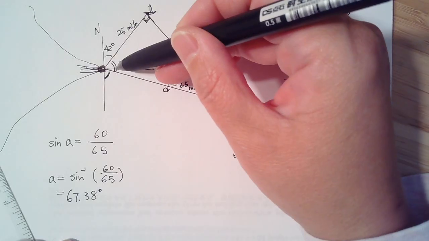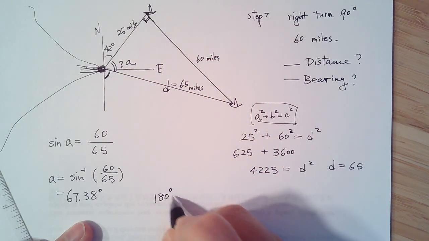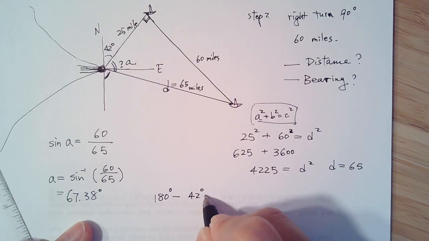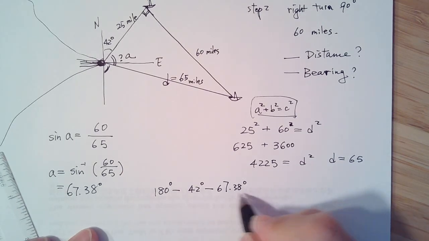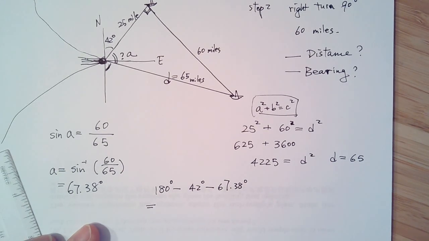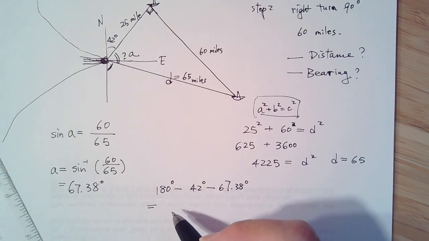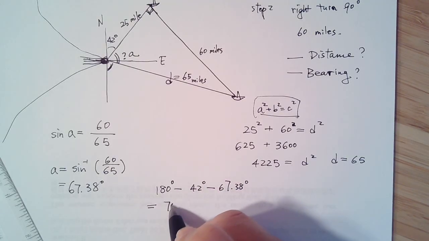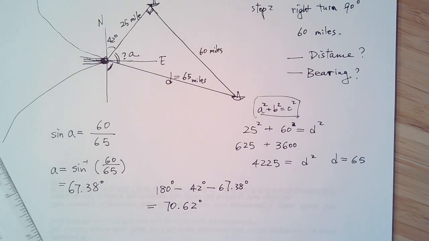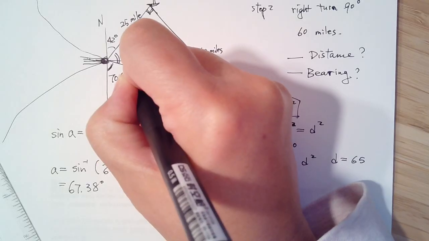All right, so if I get A, can I get this angle? Yeah, that angle is 180 degrees minus 42 minus 67.38 degrees. If you like, you can use a calculator, but I can do this in my head because this is 109 and then 180 minus that. So I can get that is 70.62 degrees. So here is 70.62 degrees.